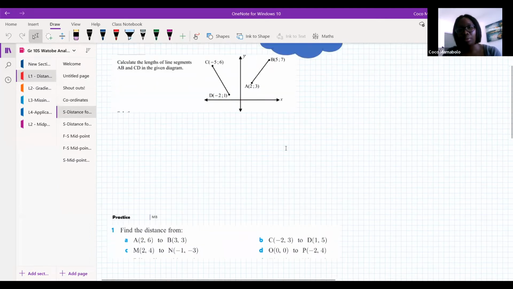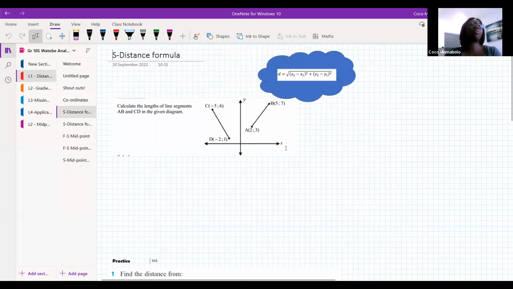Okay, we're going to be looking at the distance formula today, and what the distance formula does is it helps us to measure the distance between 2 coordinates that are sitting on the Cartesian plane. Like in this particular question, if I want to calculate the value for AB, I'm going to use this distance formula over here, the one that they've written over here in blue. Distance is the square root of x2 minus x1 squared plus y2 minus y1 squared.